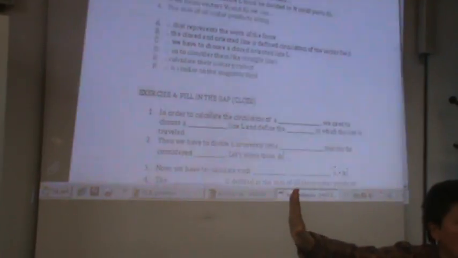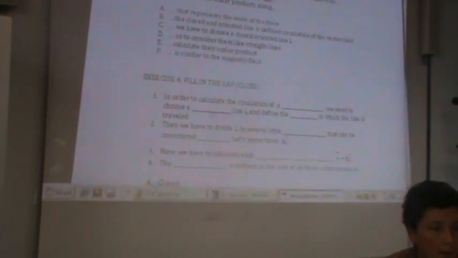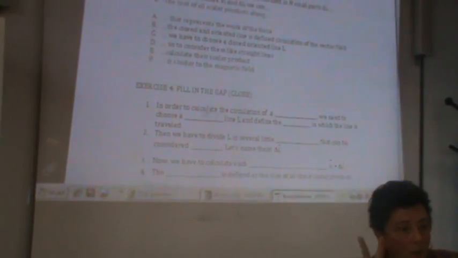All other activities were developed by the students. I just corrected some little mistakes, no other. They were very good for me. This is the connect the sentences. We are here in the second micro content learning object, so we have the definition of the circulation of the vector field. There are two exercises: one connect the sentences, one fill in the gap.